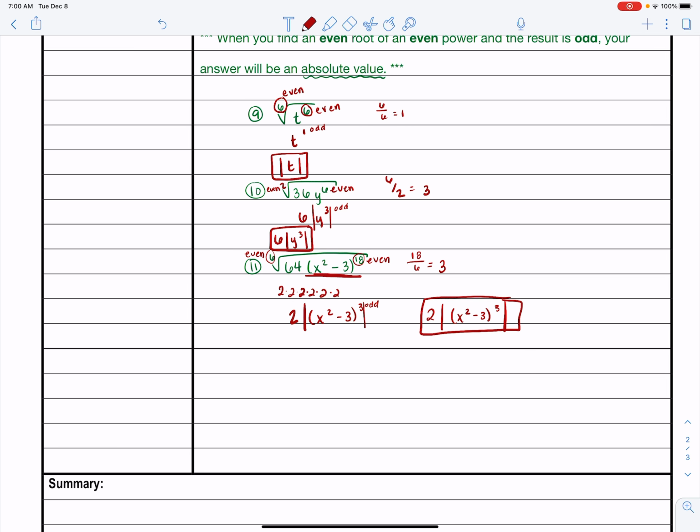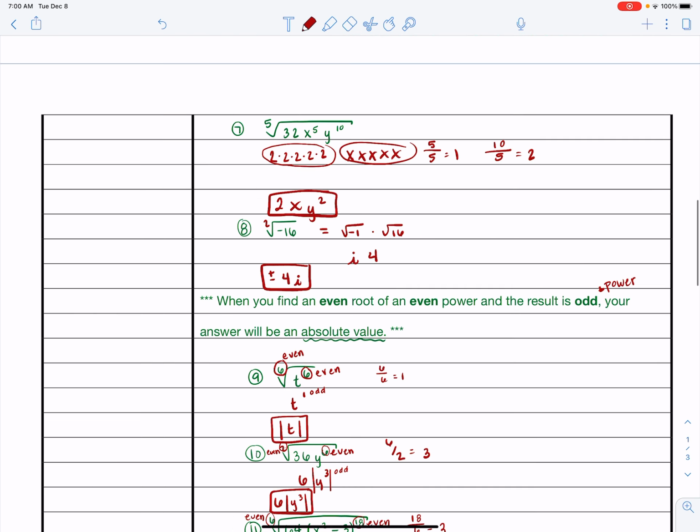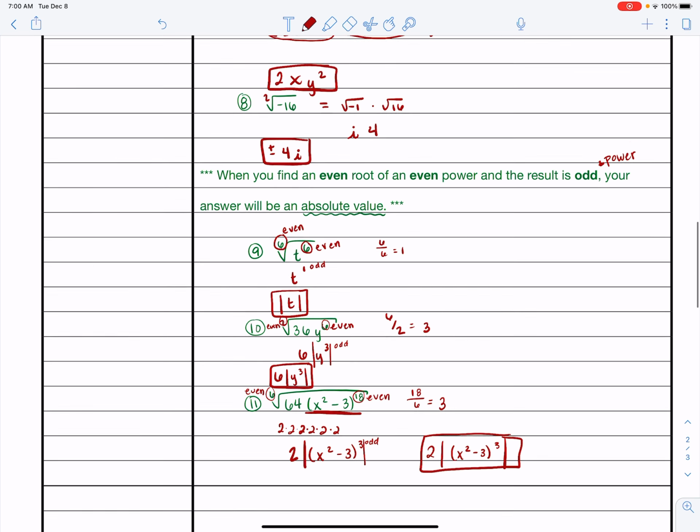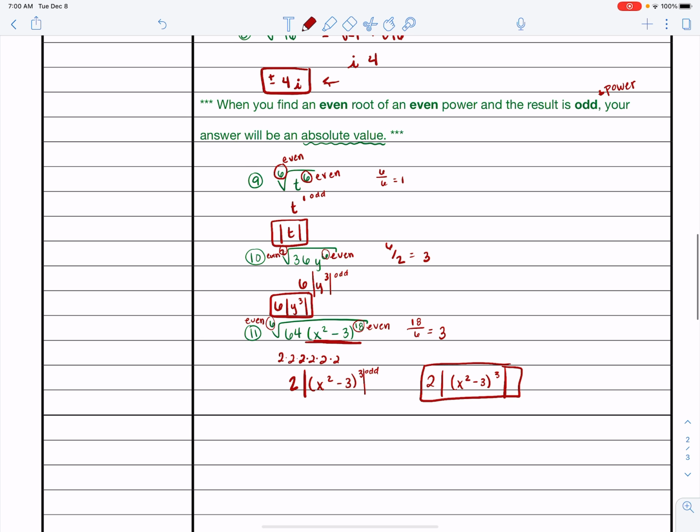All right, you only have to look for that rule if you have an even root and an even power. Otherwise, you just give the sign of what they asked you for, like if they told you plus or minus, or they told you negative, or if it's i, you need both. So those are kind of the only special rules. All right?